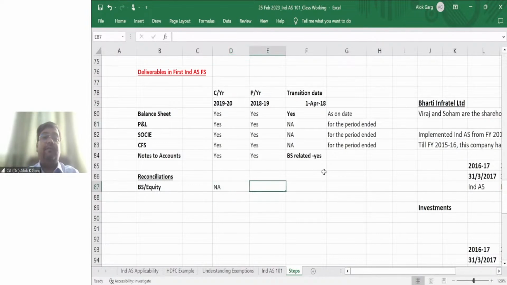But what about 31st March 19, I mean to say the previous year? Of course, yes. Because they can compare from the previous year annual report. What about the transition date? Of course, yes. Right?